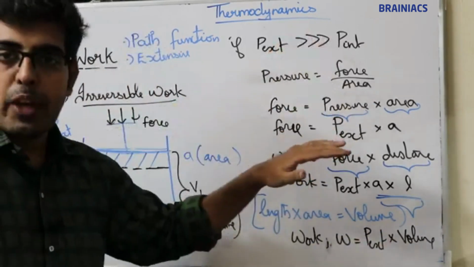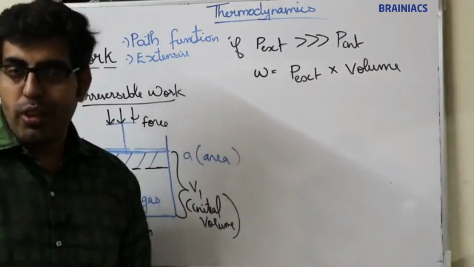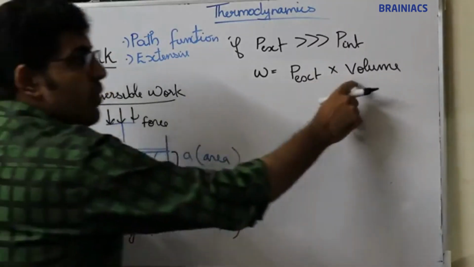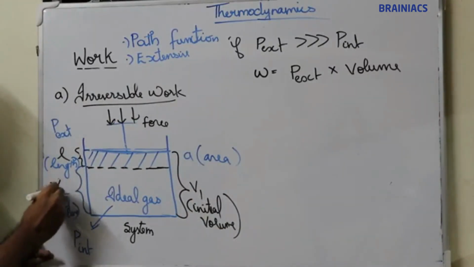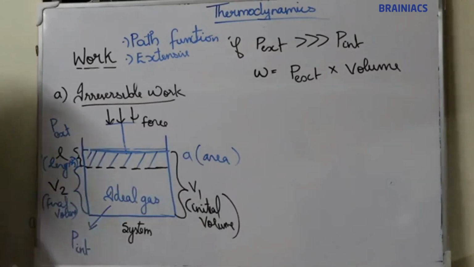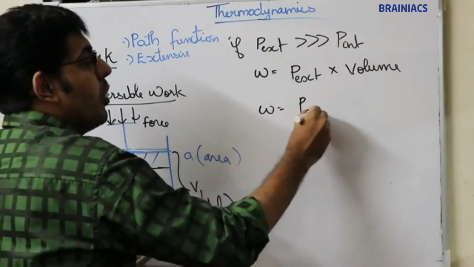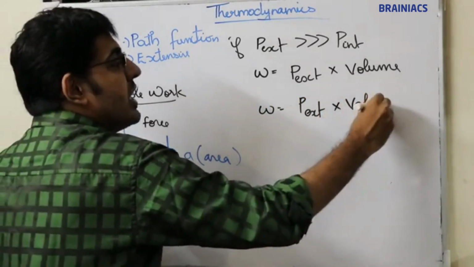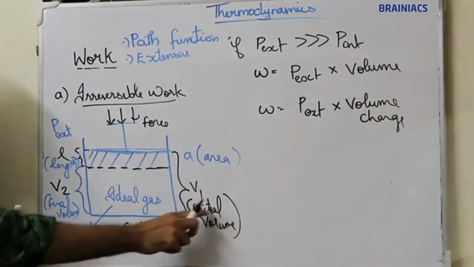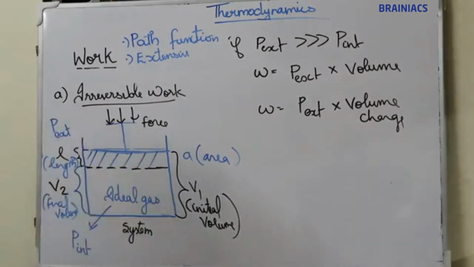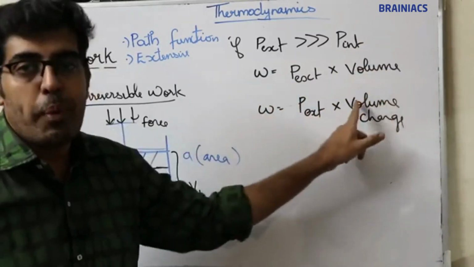I'm going to rub this part. So work W is equal to P external into volume. Now we cannot write just volume here because there are two volume terms, initial volume V1 and final volume V2. Here the volume is not constant; it is changing from V1 to V2. So instead of volume, I am writing volume change.